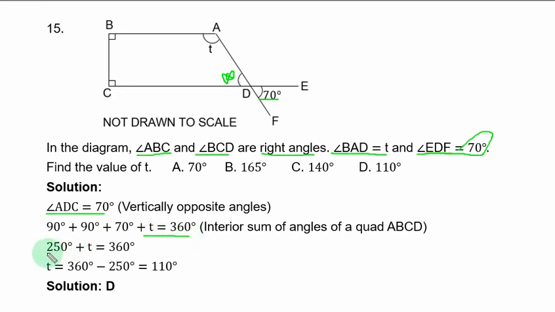So you have 250 degrees plus T equal to 360 degrees. If you collect like terms, T is equal to 360 degrees minus 250 degrees, and that is 110 degrees. D is the correct option.